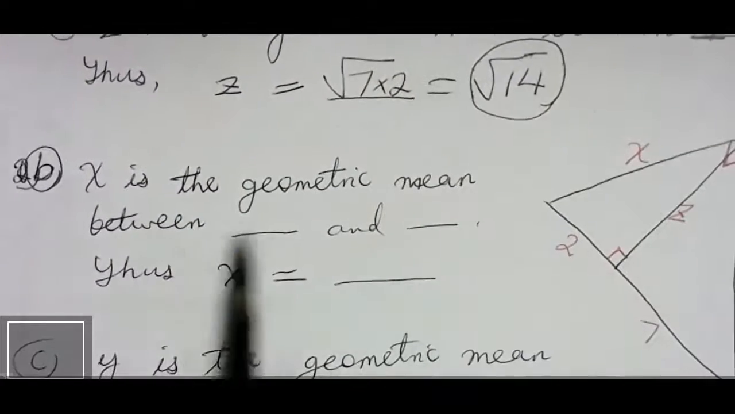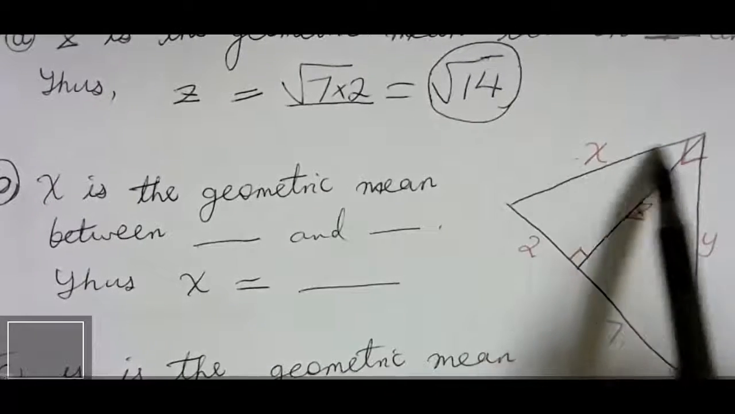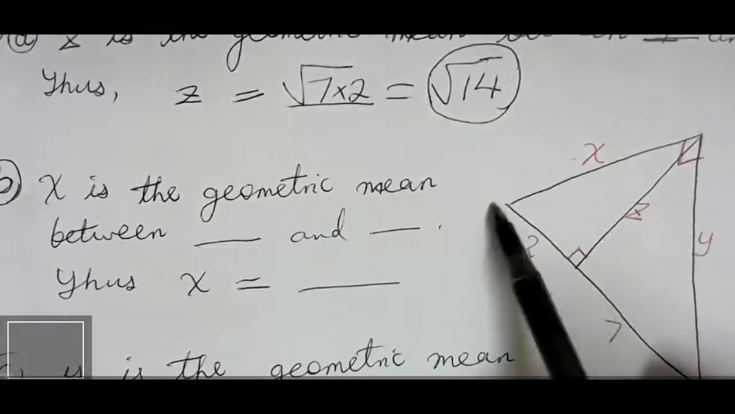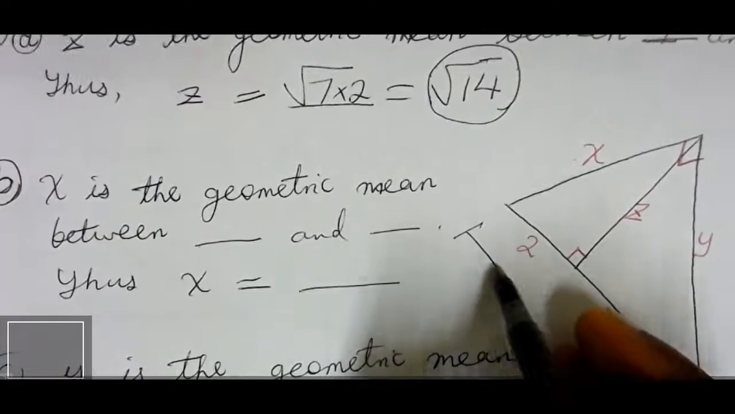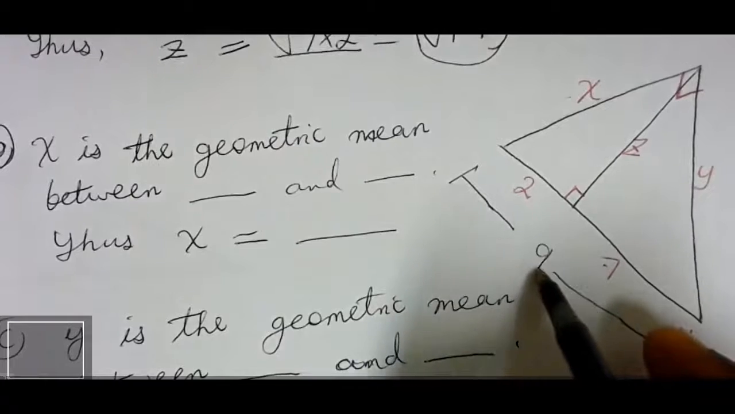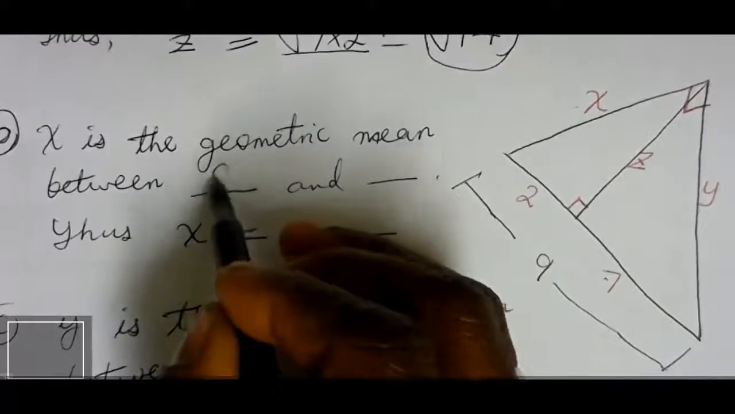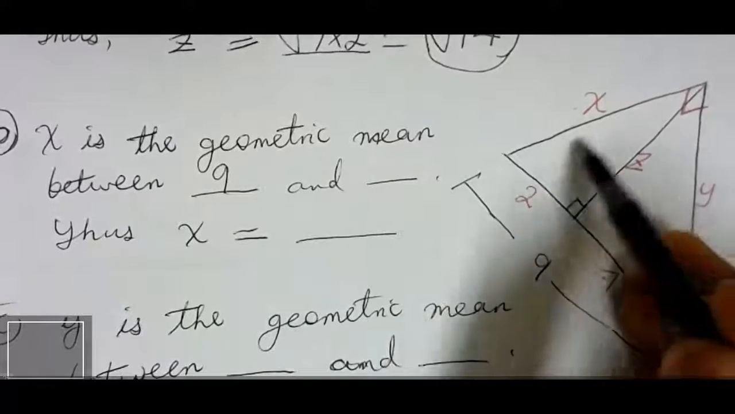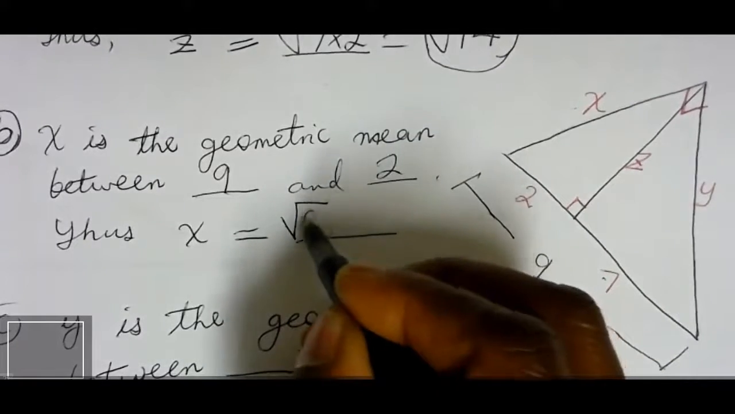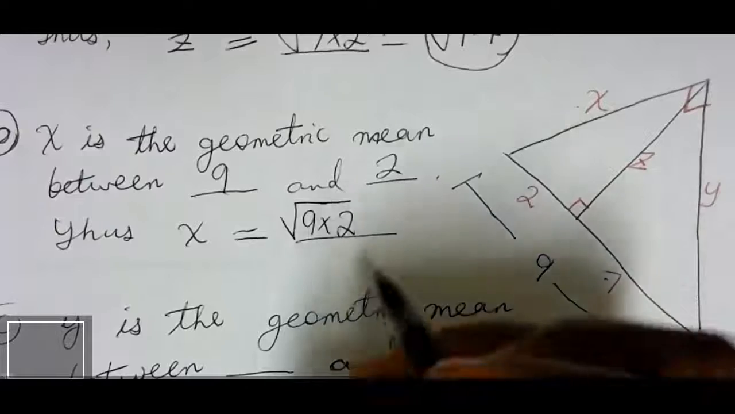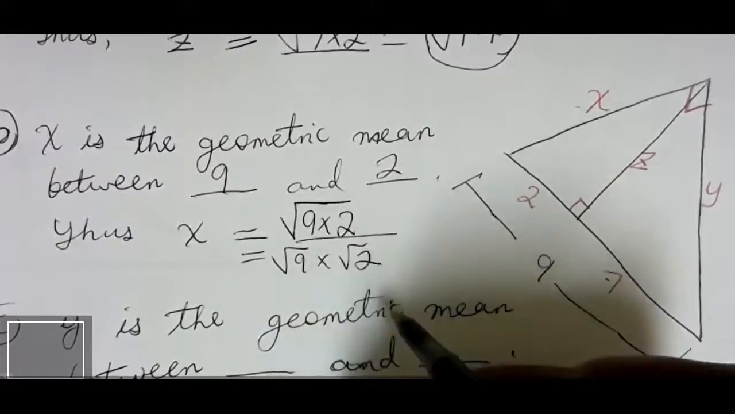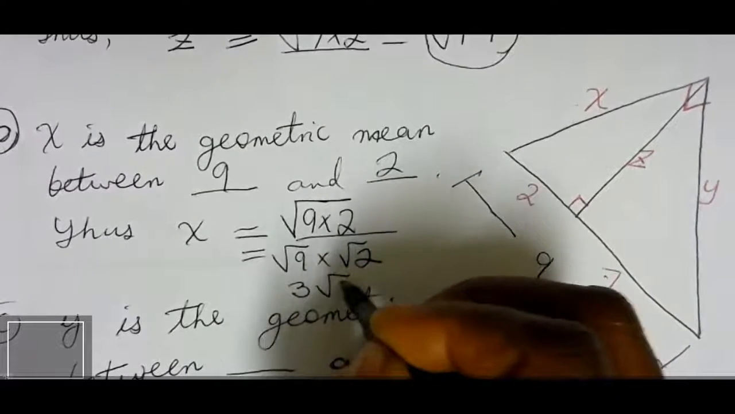Next, X is the geometric mean between blank and blank. So we look at X. X is one of the legs, so the legs will be the geometric mean of the hypotenuse and the adjacent part. The length of the hypotenuse is going to be all the way, so it's 2 plus 7, which is 9. Then the geometric mean is going to be of 9 and 2, because 2 is the part of the hypotenuse that is adjacent to X. So it's going to be the square root of 9 times 2, which is, split them, the square root of 9 times the square root of 2. Well, 9 is a perfect square, which is 3, so 3 square root of 2. Done.